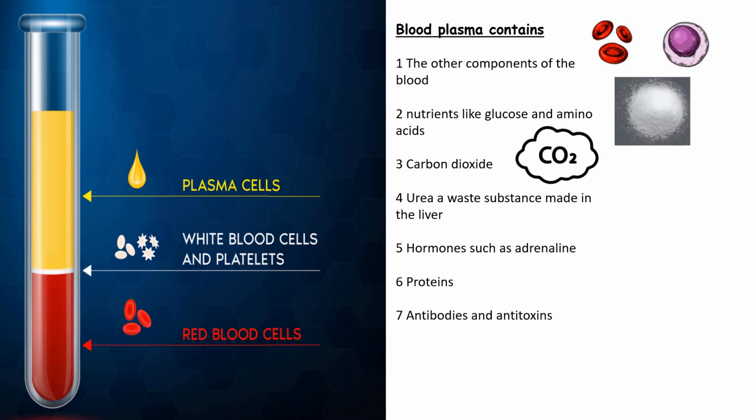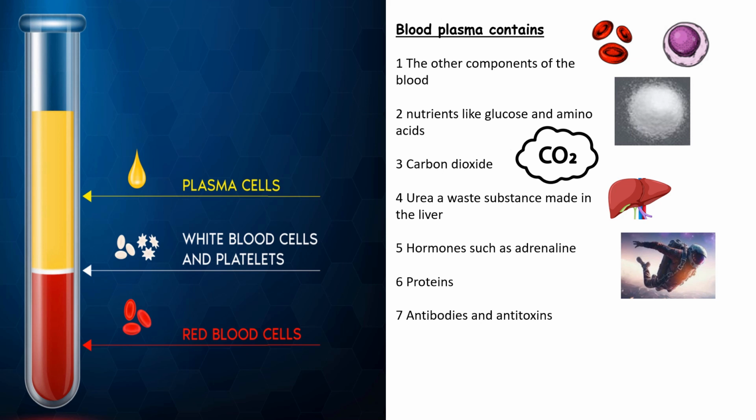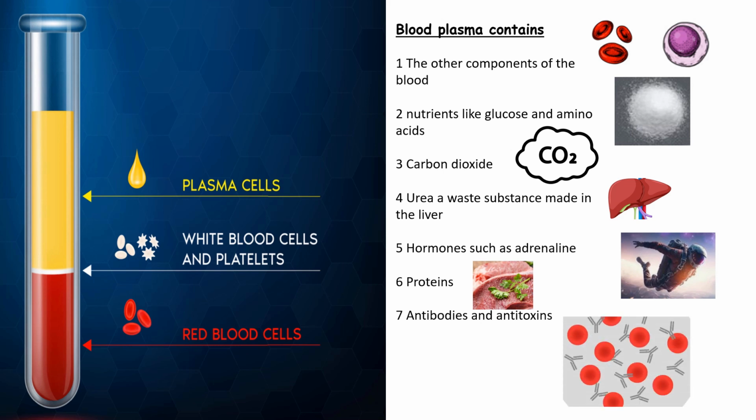It contains the waste gas carbon dioxide dissolved inside it, and another waste substance called urea that's made in the liver. It contains hormones such as adrenaline, the fight or flight hormone, and it contains proteins. It also contains antibodies and antitoxins for fighting pathogens. Those are the components of the blood.